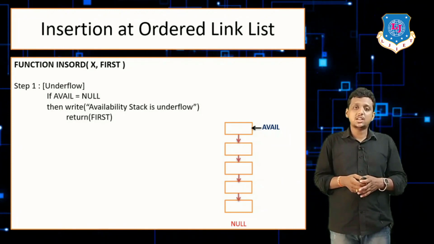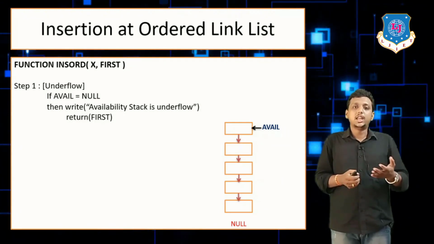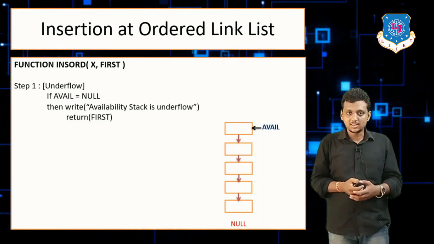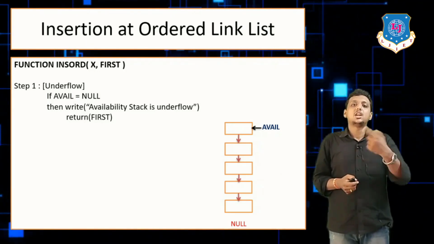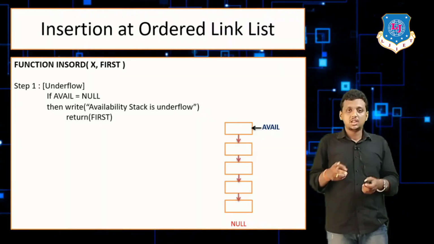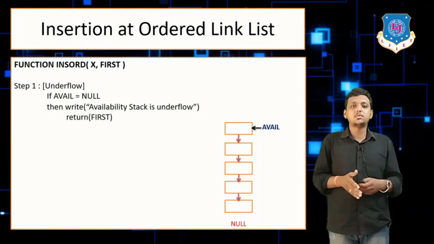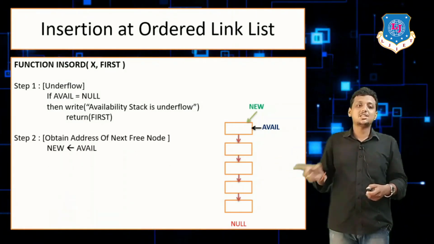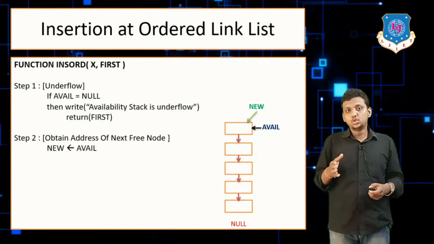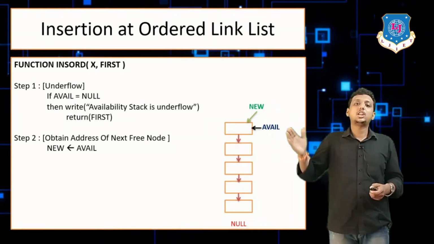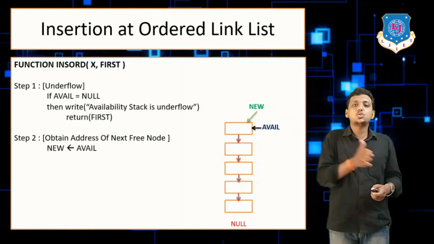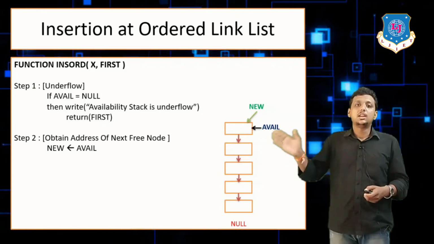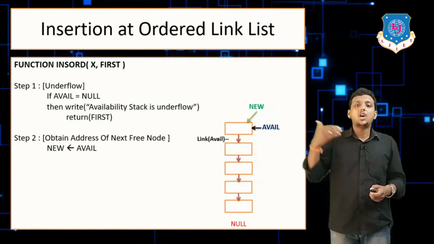So what will be our next step? If avail is not equal to null, then you can take a node from the availability stack and insert it in your linked list. For this purpose, we do two steps which are common in all three insertion algorithms. Step number one is to assign a new pointer to avail, that is new arrow avail. If A points to B, you write in the algorithm like new arrow avail. Next step is avail arrow link of avail.